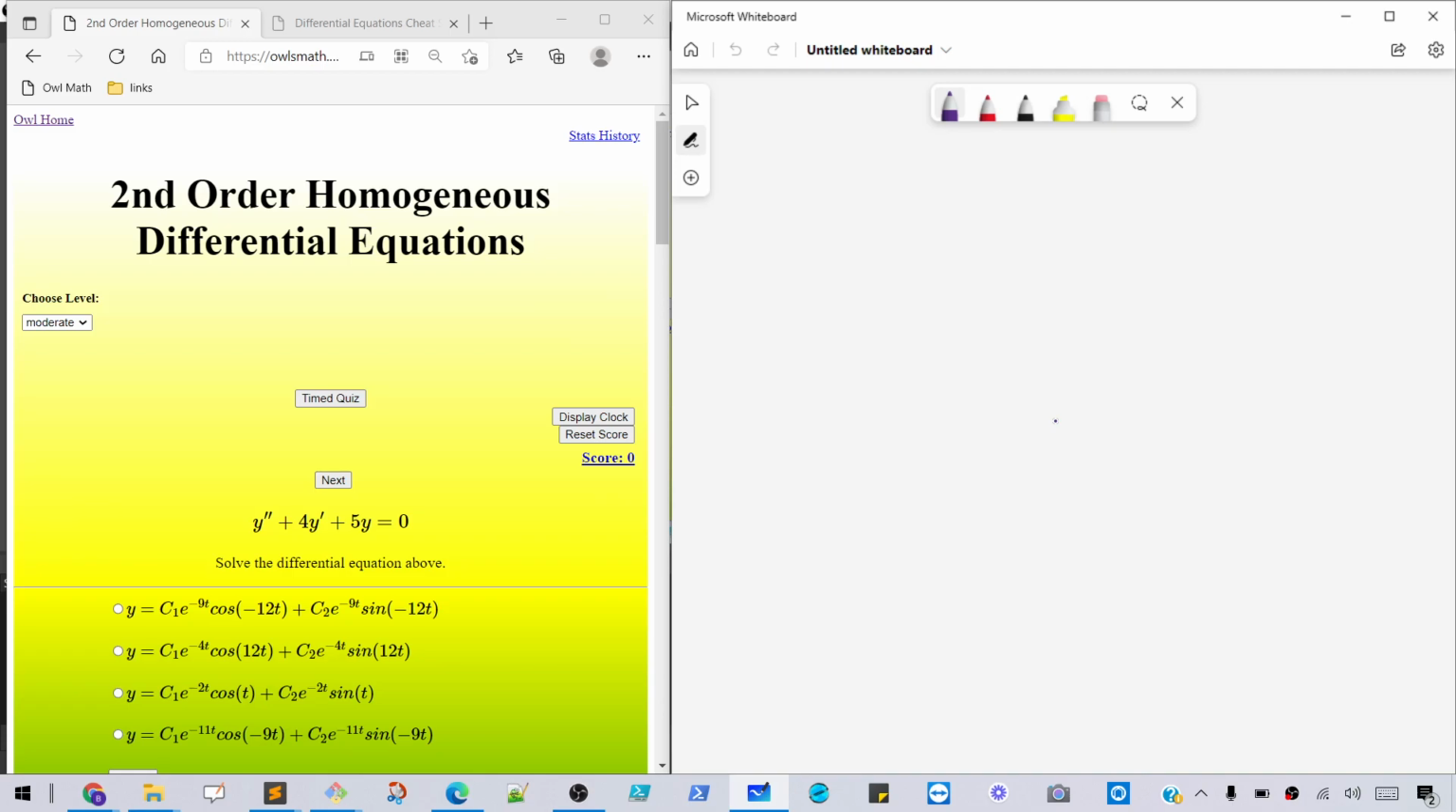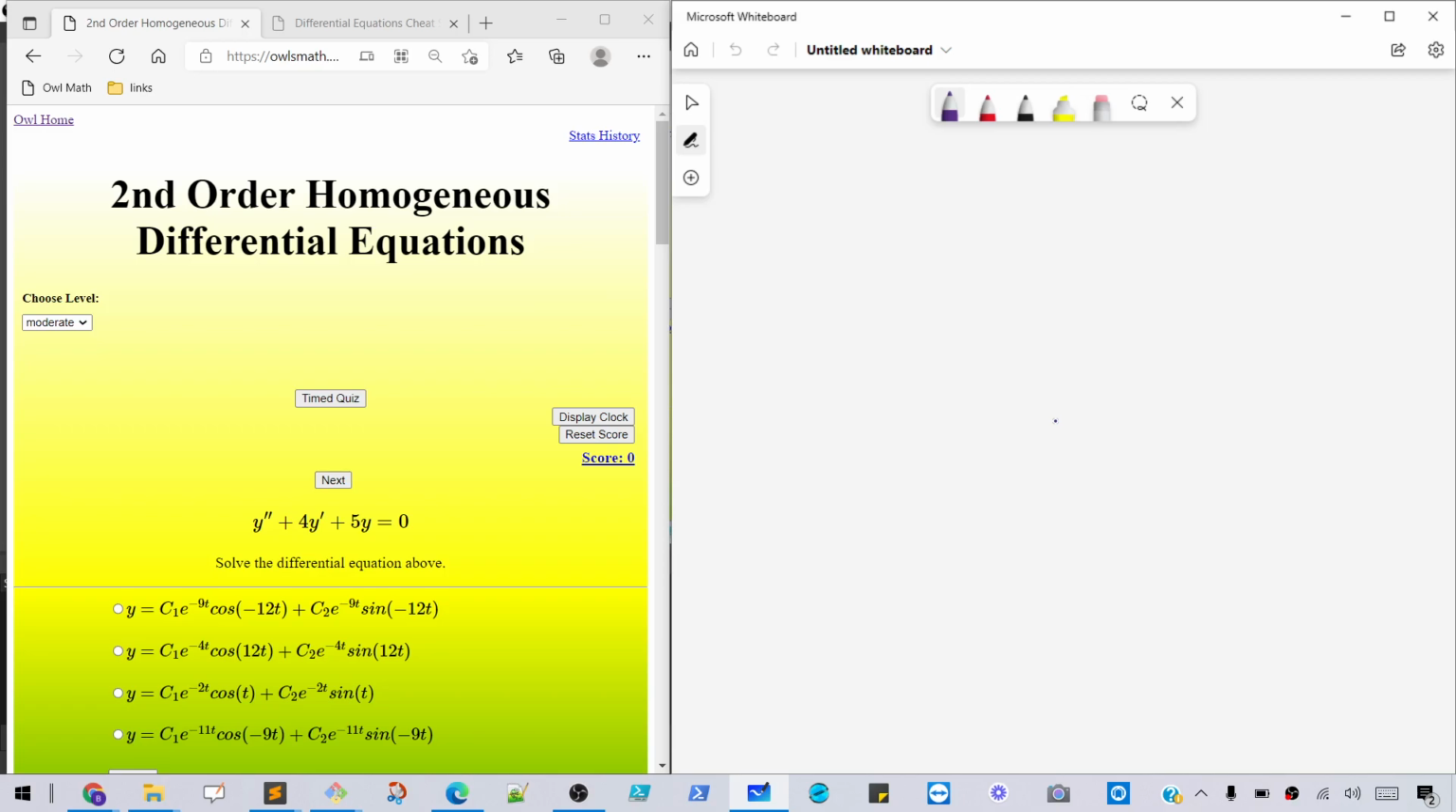So what I've got here is this will be the third video in a set of three on second order homogeneous differential equations. And this time we're going to be going over the complex solution case. So let's do it, and we'll start with this problem on the board on the left.